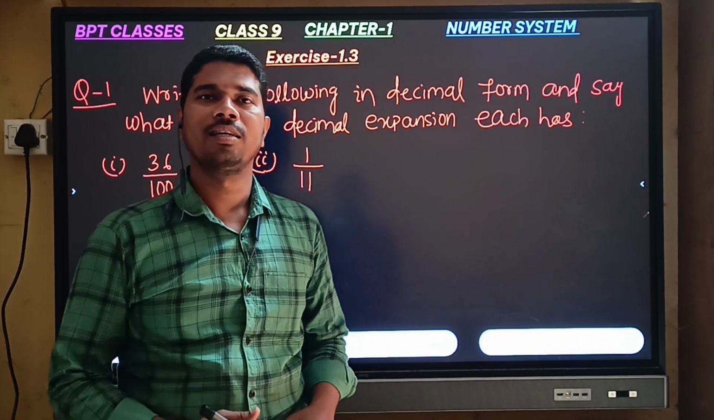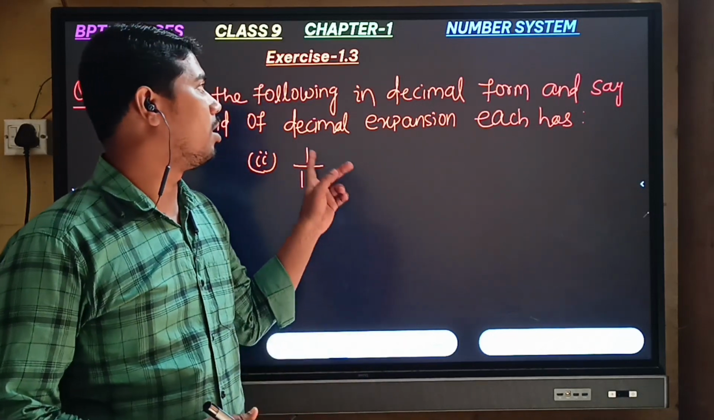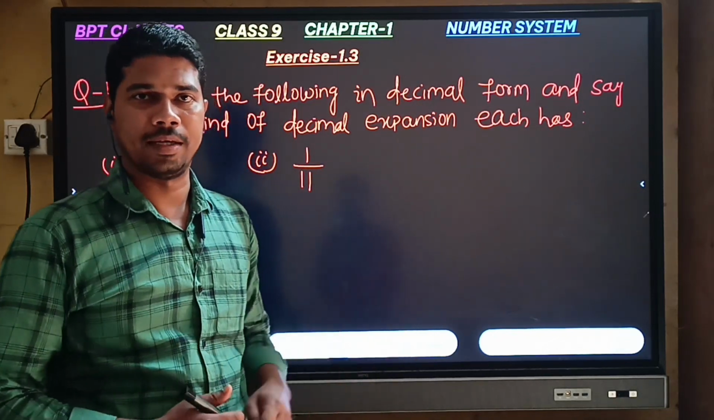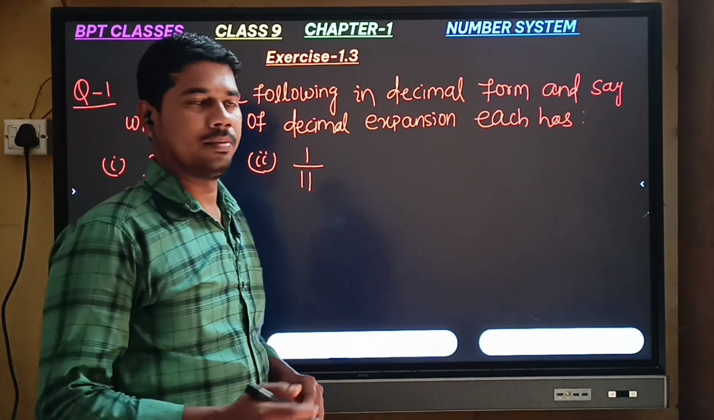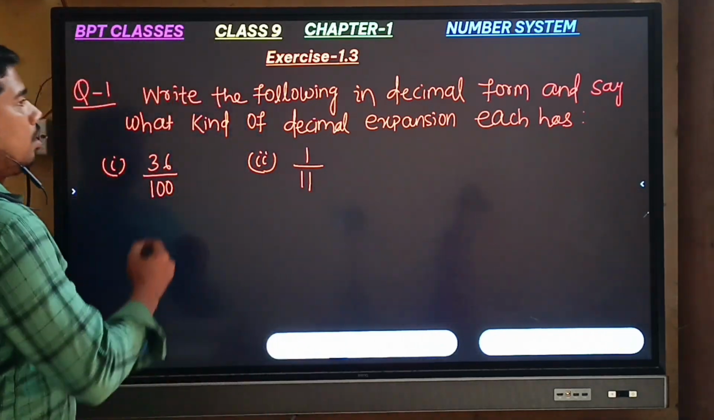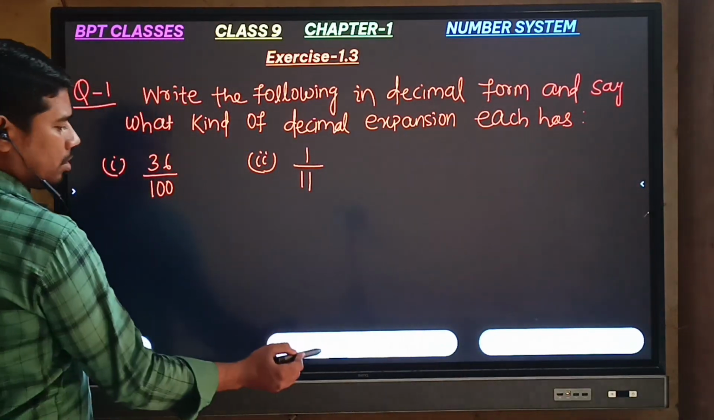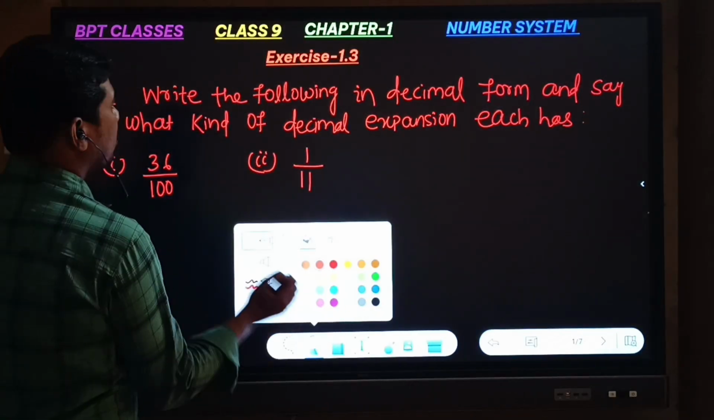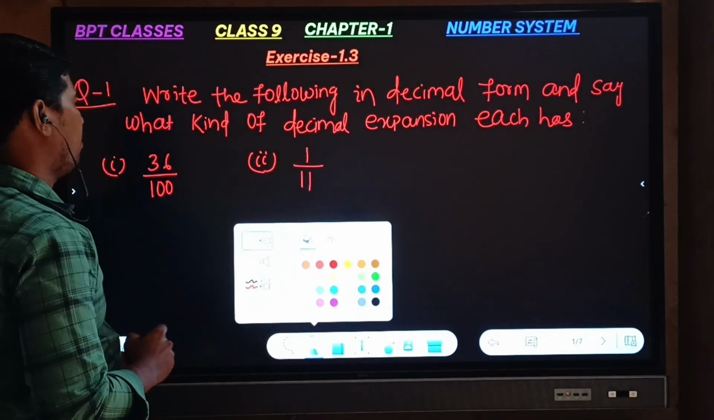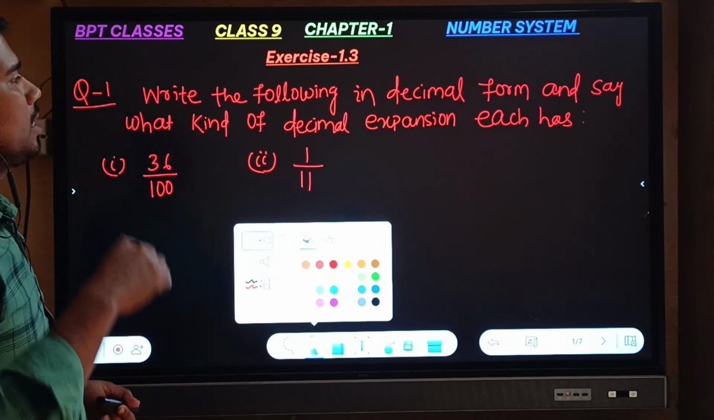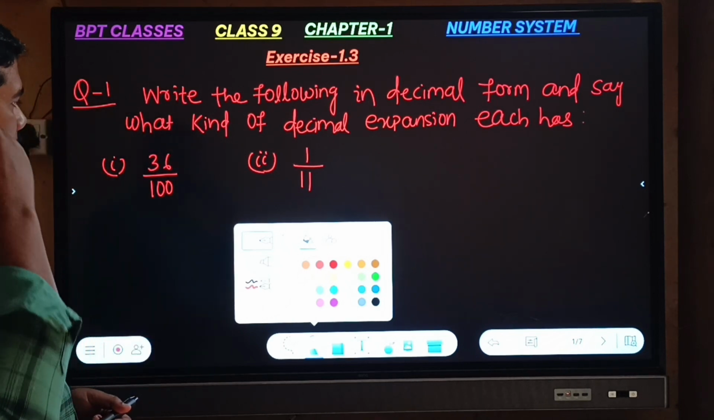Today we are going to start exercise 1.3 of class 9 chapter 1 mathematics. Okay, so let's start. Question number 1 is: write the following in decimal form and say what kind of decimal expansion each has.